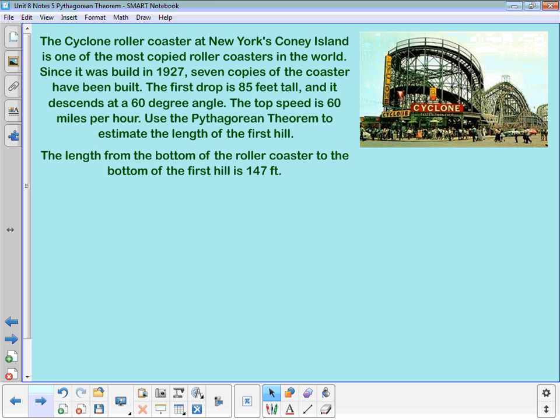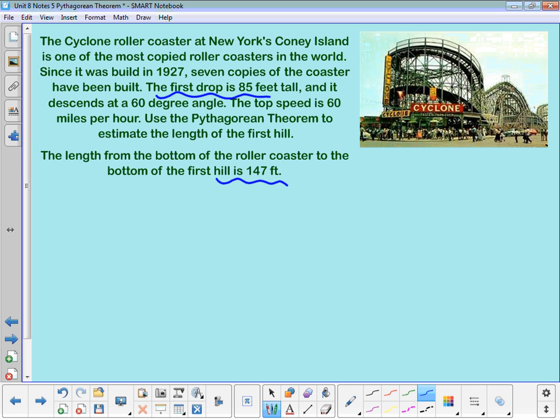Remember that you can take the time to read the word problem on your own before we start going through it. Up at the top, we are looking at the Cyclone roller coaster at Coney Island in New York. We are asked to find the length of the first drop, the length of the first hill in the roller coaster. You're told that the first drop is 85 feet tall, and that the length from the bottom of the roller coaster to the bottom of the first hill is 147 feet.